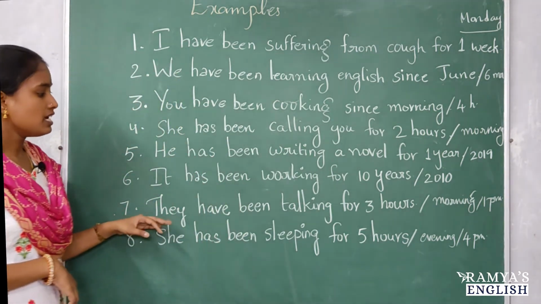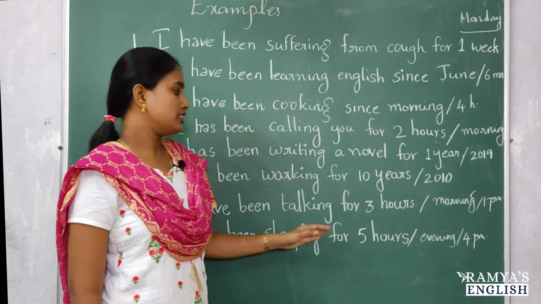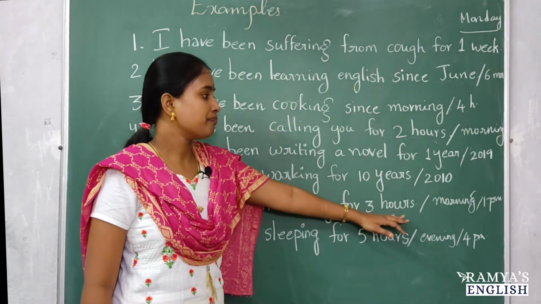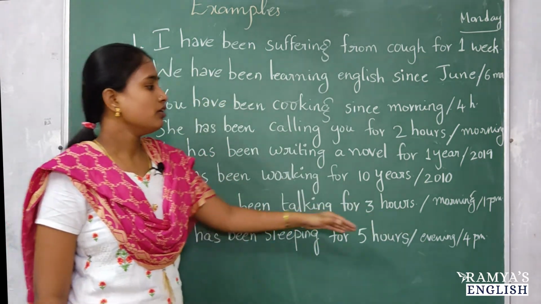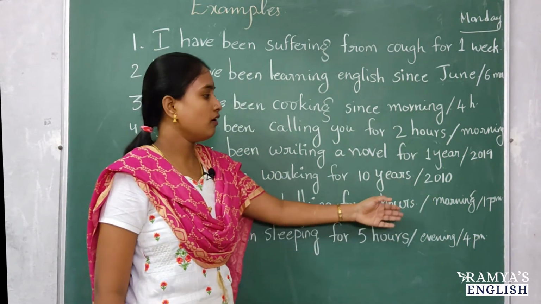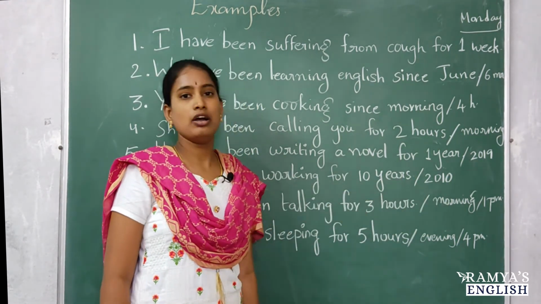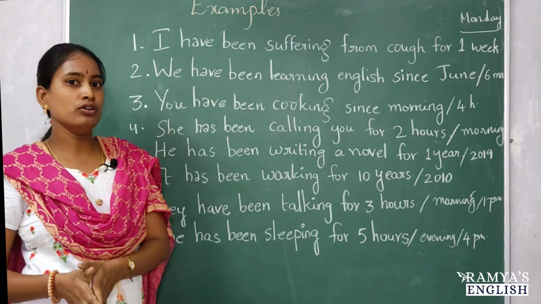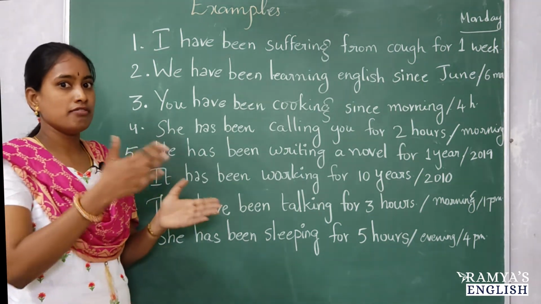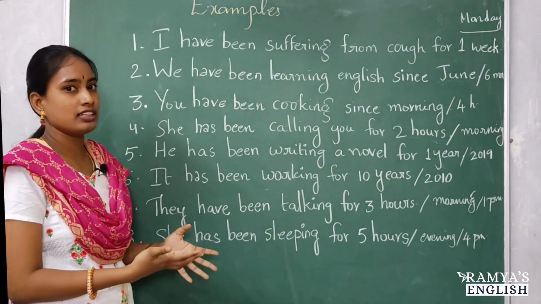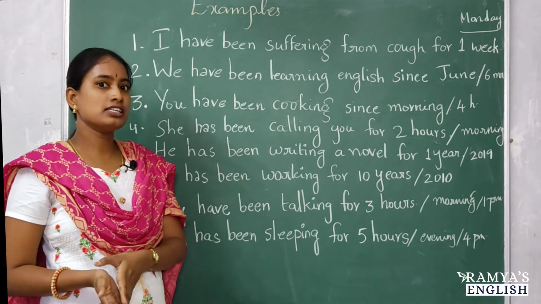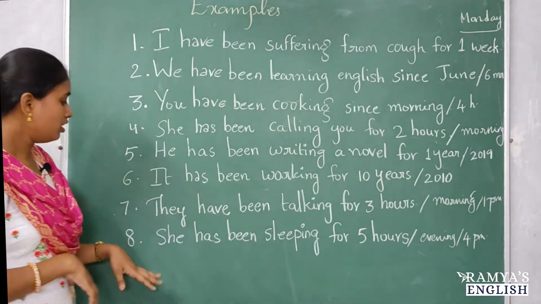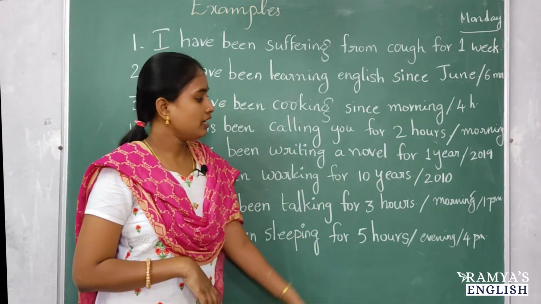And the next example is: they have been talking for 3 hours. Here I have used for, so I used period of time. If you want to mention the exact time, you can use morning, evening, night, anything, or you can use the exact timing 1 p.m. So they have been talking since 1 p.m. So up to now, that is 4 p.m., from 1 to 4 o'clock they have been talking. They started at 1, and still it's not ended, still it's going on, they have been talking.